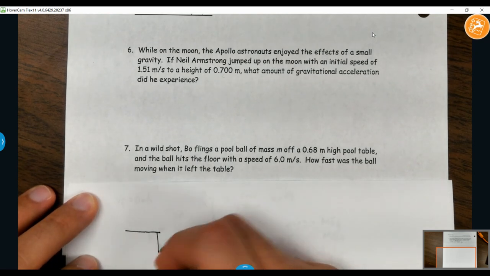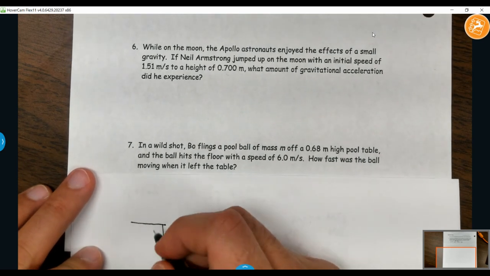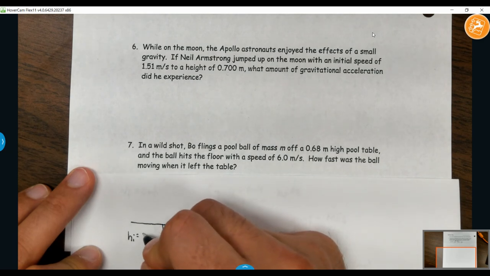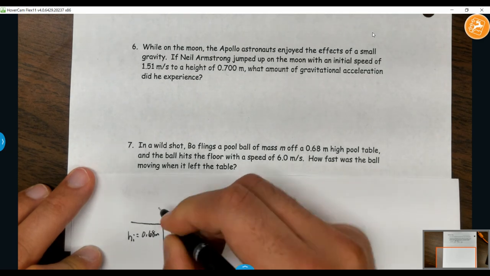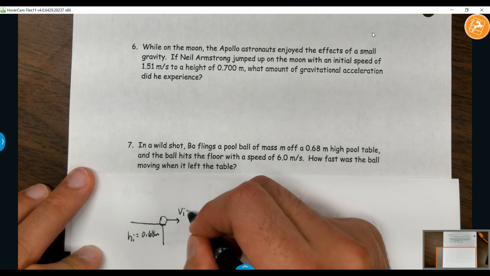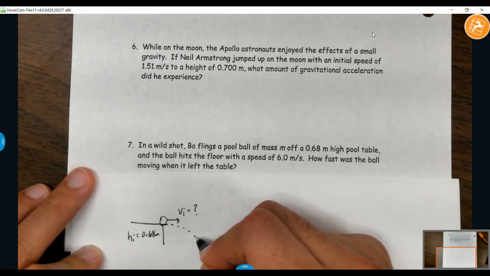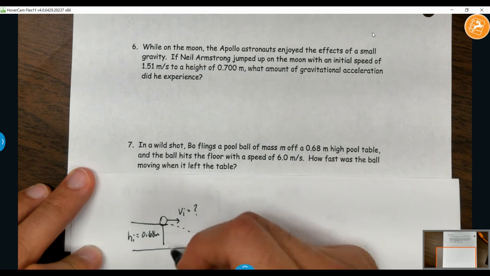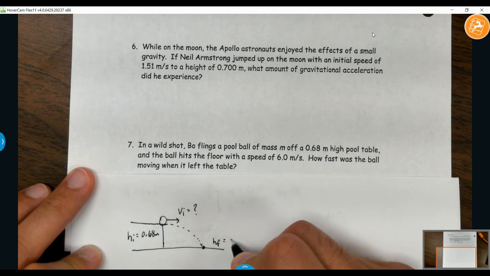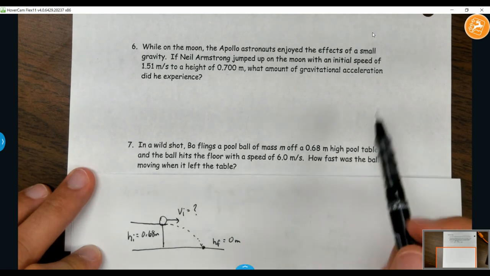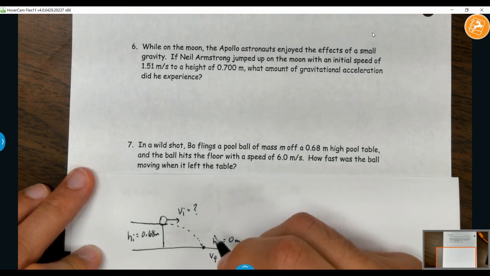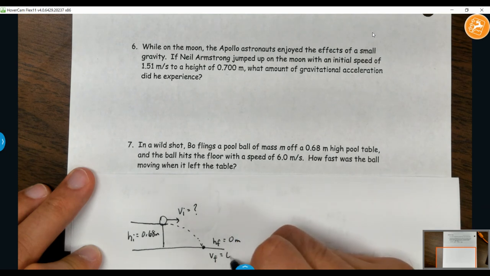Okay, so here's a table. It's a really bad table. Sorry. The initial height in the problem is 1.68 meters. Ball rolling off has some kind of initial velocity. We don't know. Ball is going to fall that 1.68 meters to the ground. At that point, the height will be 0 meters, but they tell us that it strikes the floor with a speed of 6 meters per second.